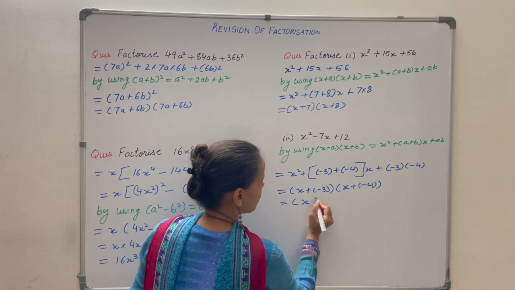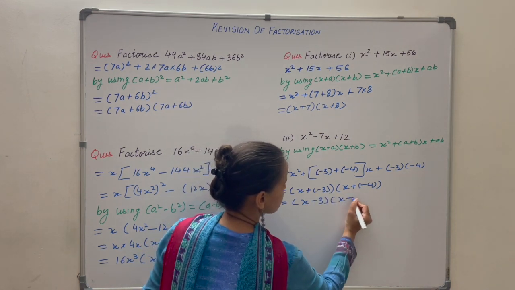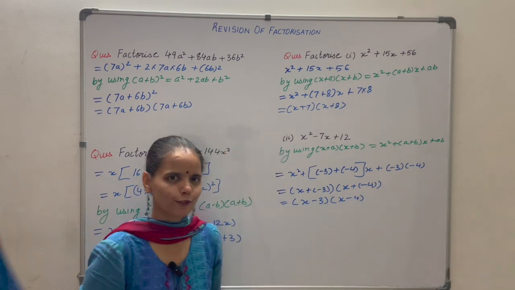That is plus into minus is minus. So this is x minus 3. Plus into minus is minus. So this is x minus 4.